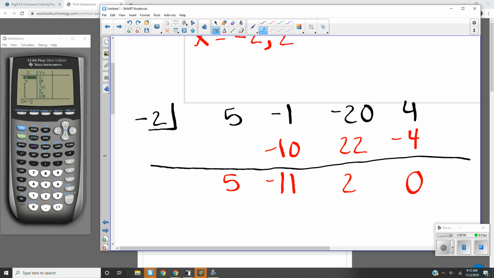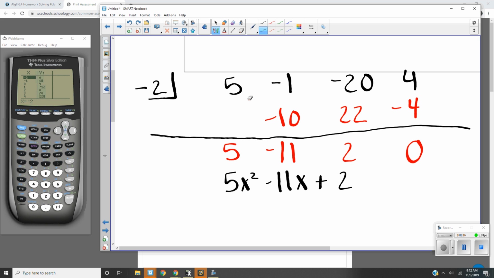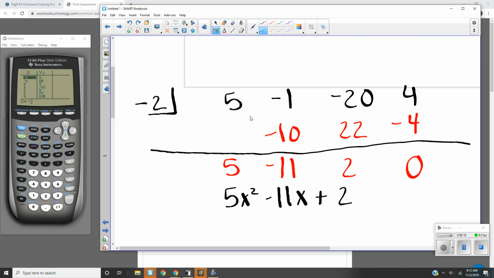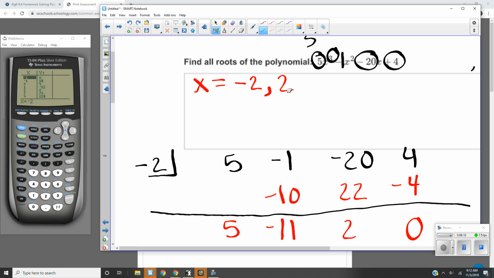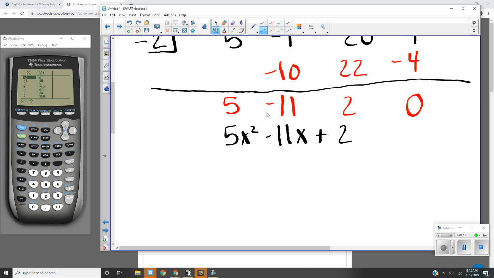So the coefficients of our answer are 5x squared minus 11x plus 2. You could do the quadratic formula. We already have one of the solutions we know we're going to get from the quadratic formula. We just need to find the other. Or what we can do is now we can divide this using synthetic division one more time. And we can use x equals +2.